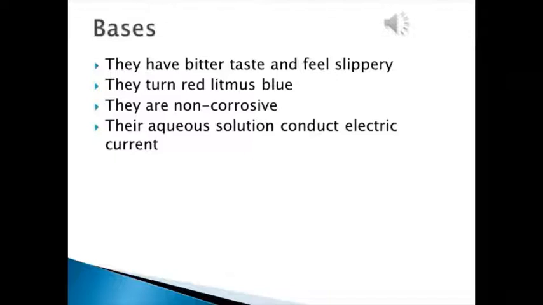The bases are non-corrosive in nature. Like we have discussed in our previous slide, aqueous solutions of acids conduct electricity. In the same way, the aqueous solution of bases can also conduct electricity. Bases are non-corrosive except in concentrated form of sodium hydroxide and potassium hydroxide. If both these bases are in their concentrated form, they are corrosive in nature. Otherwise, bases are not corrosive.